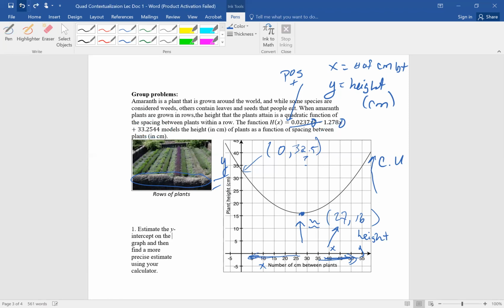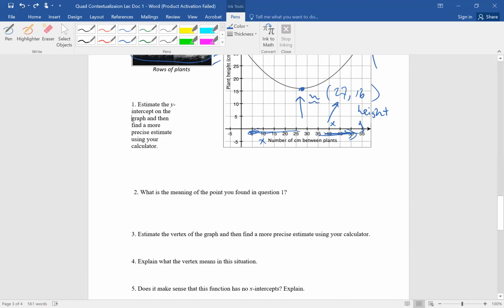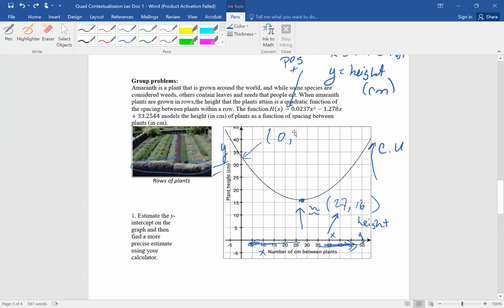As I back out of what I've just previously written, that real answer is going to be 33.2544. So 0, 33 if you're taking notes, 0.2544.